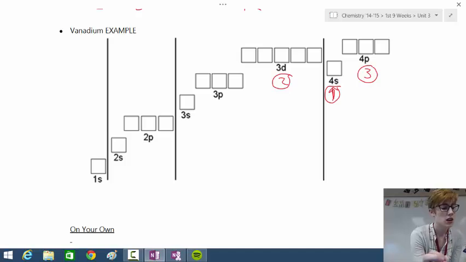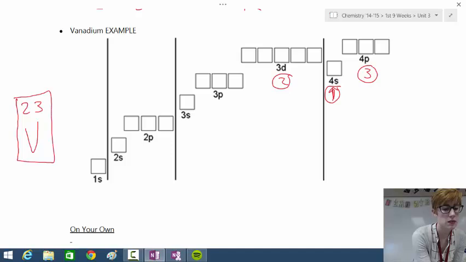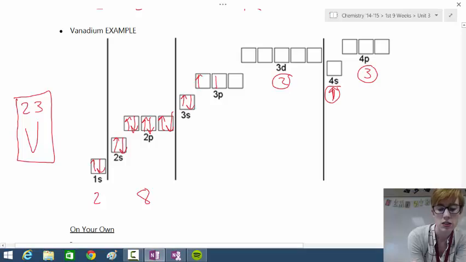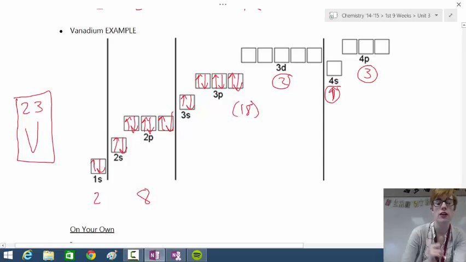Vanadium is in the middle. It's got an atomic number of 23. So where are these 23 electrons going to go? So right now, 2, 8, now I'm at 10. Okay, so I have to go to 23. So this is 11, 12, 13, 14, 15, 16, 17, 18, and I'm going to forget how many I have. So I have 18 right now.